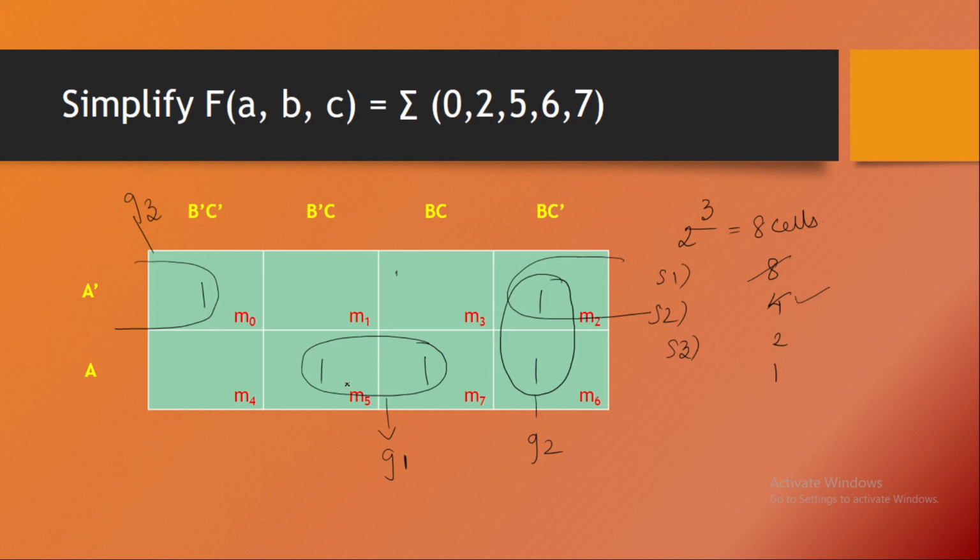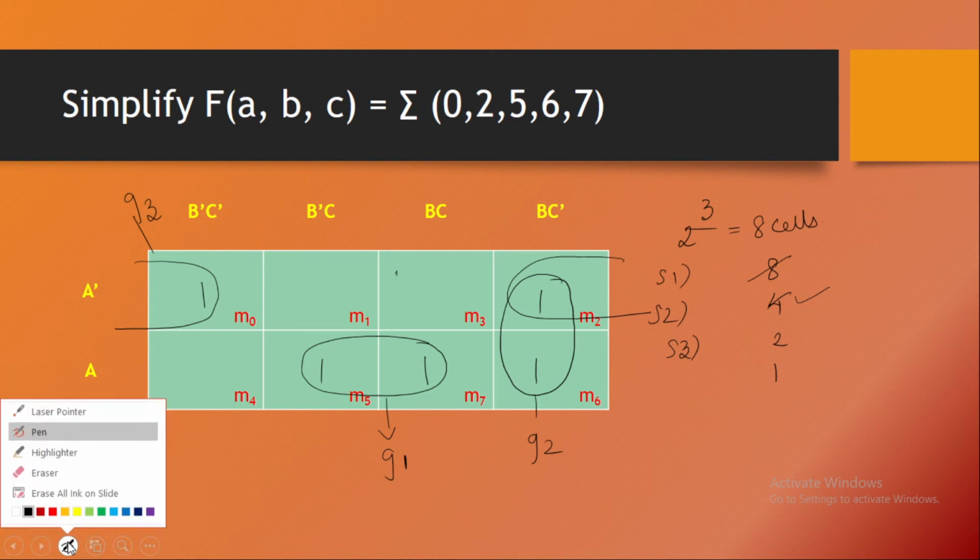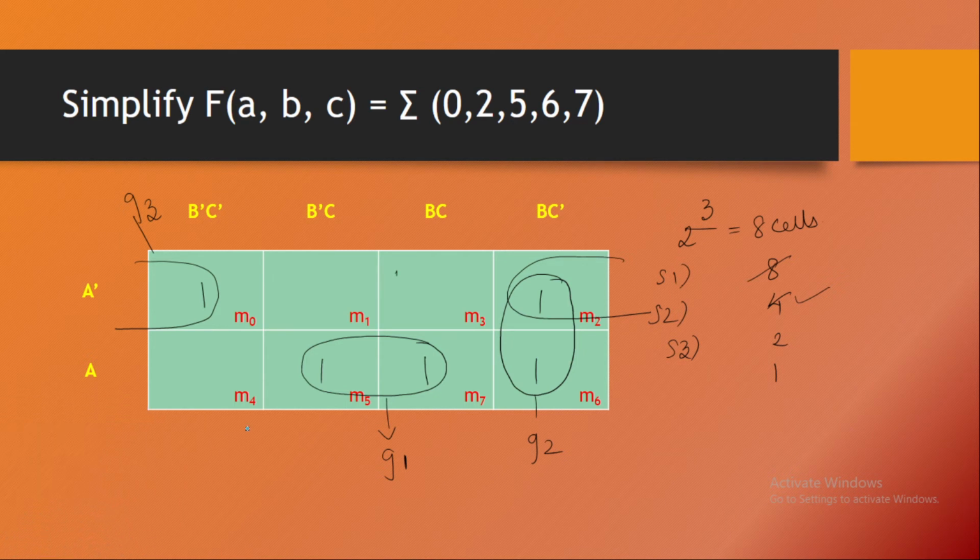So first group was M5 and M7. Second group was M2 and M6. The third group was M2 and M0. So you can have different groups according to the way you group it. So some might take, let me change the color, so some might consider grouping these 2 first, then they might consider grouping these two elements, then they might consider grouping these two. That is also possible. So you have to repeat this grouping process until all the minterms are grouped.